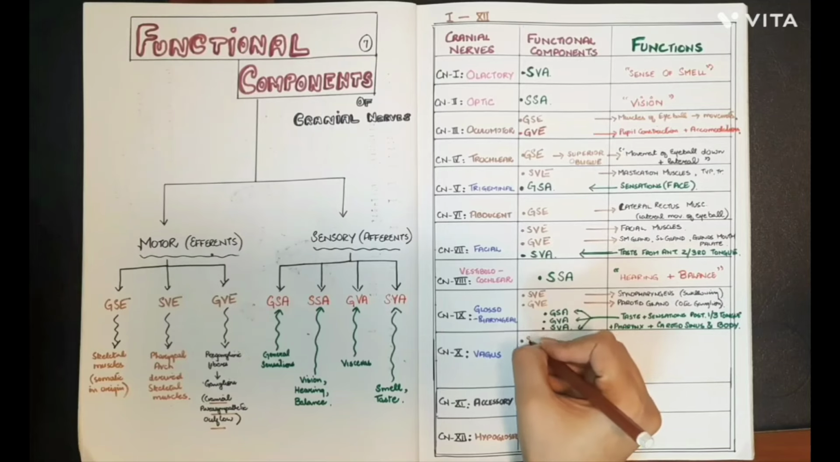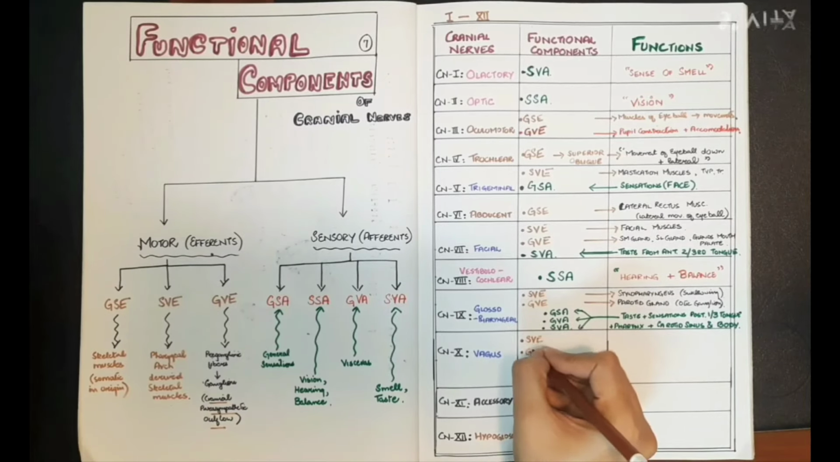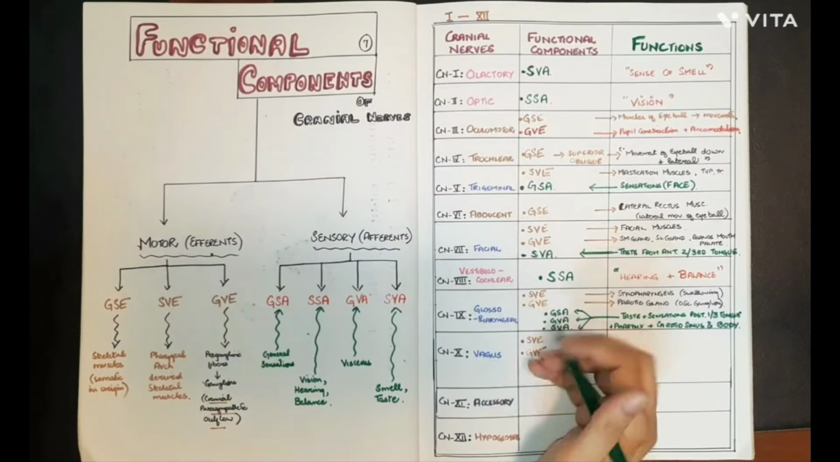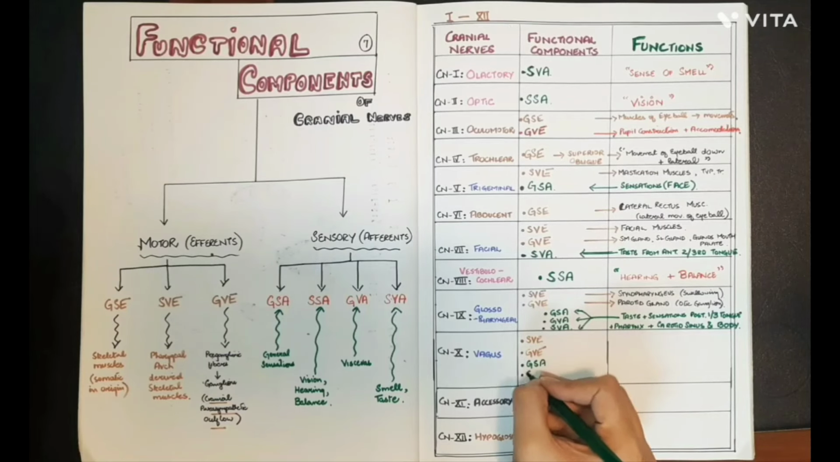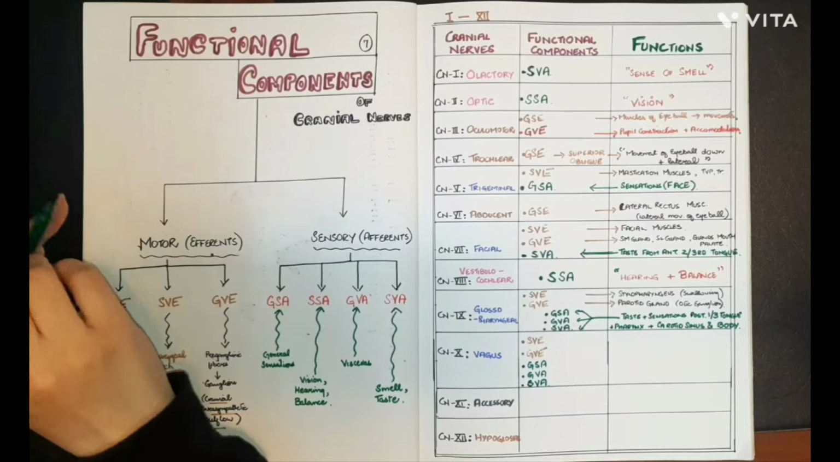In the case of the vagus nerve, we have a similar number of functional components: special visceral and general visceral efferent, and 3 afferent components, general somatic, general visceral, and special visceral.